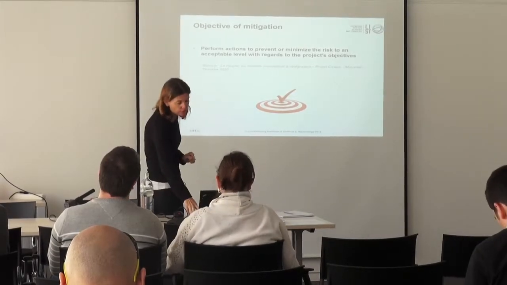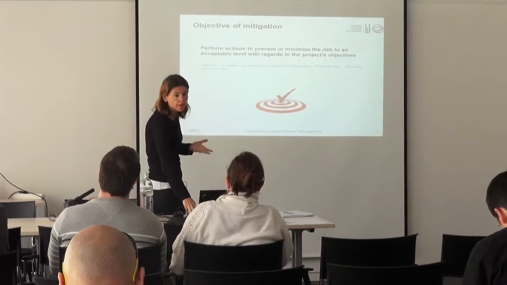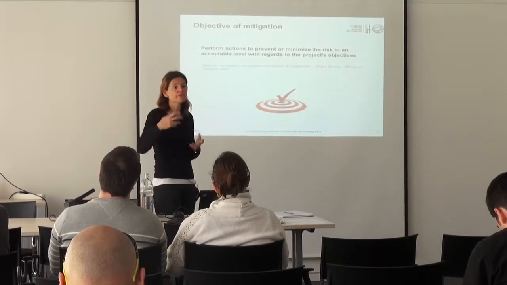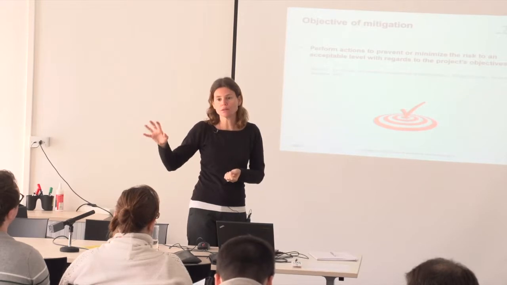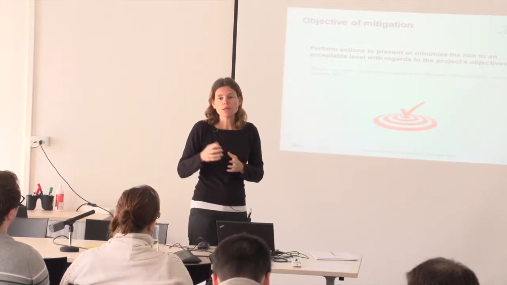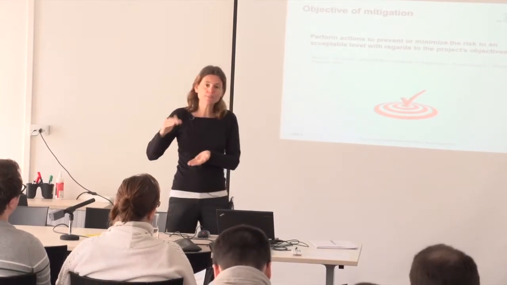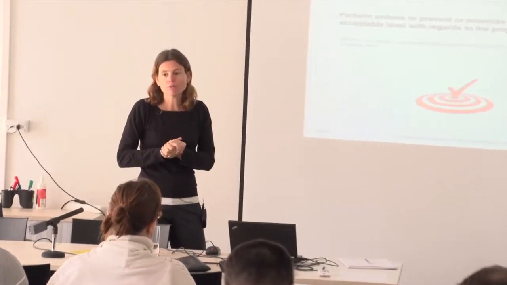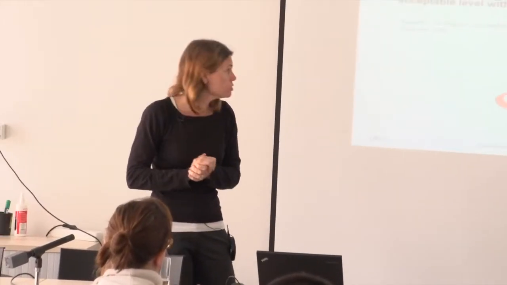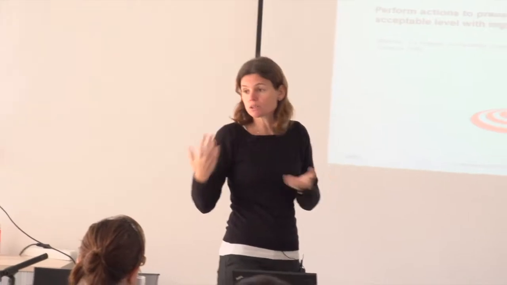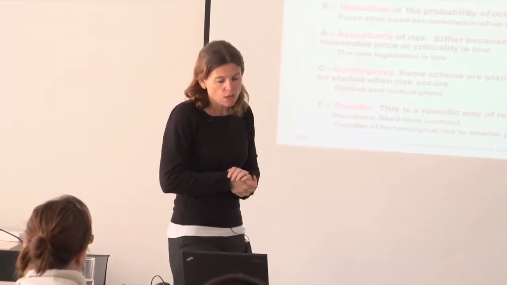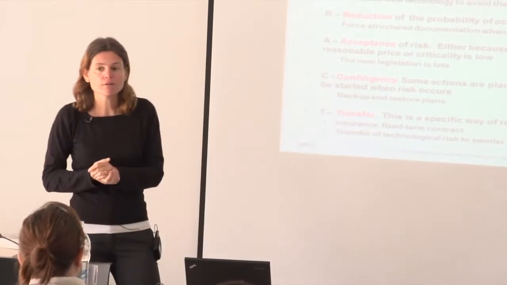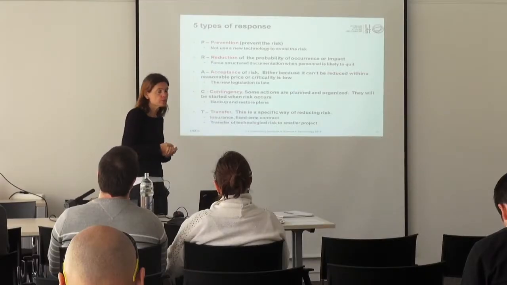So mitigation is all about trying to reduce the exposure, even if it's not computed and measured precisely. The goal is really to limit the exposure of the project towards risks. So trying to find the acceptable level of risk that you can take on the project. So there are 5 types of responses you can have.